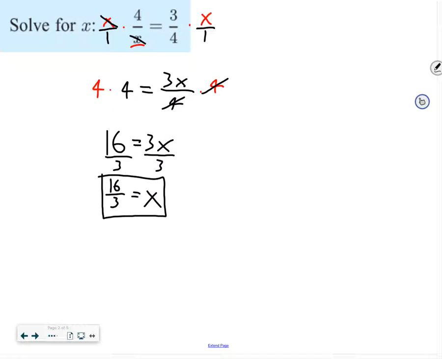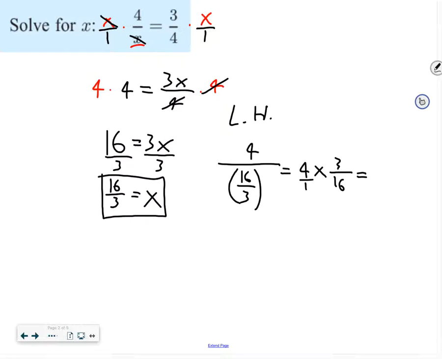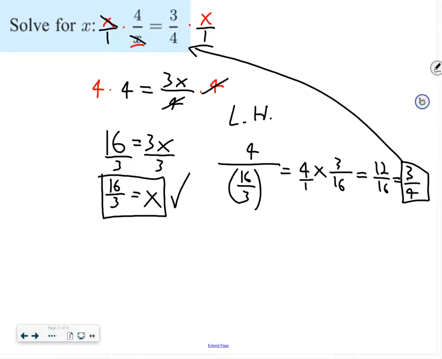As I check my work on the left-hand side, I'm going to have 4 divided by 16 over 3. Well, I know division is the same thing as multiplying by the reciprocal. The reciprocal of 16 thirds is 3 over 16. Recognize that 4 can be written as 4 over 1. So as I multiply my fractions, I get 12 over 16. Both divisible by 4, so I get 3 over 4, which matches my right-hand side over here. So I have verified that my solution is accurate.